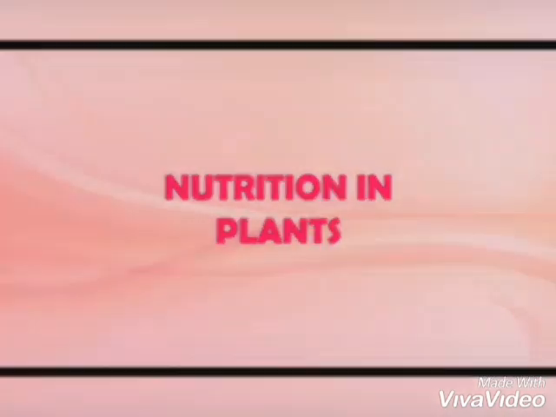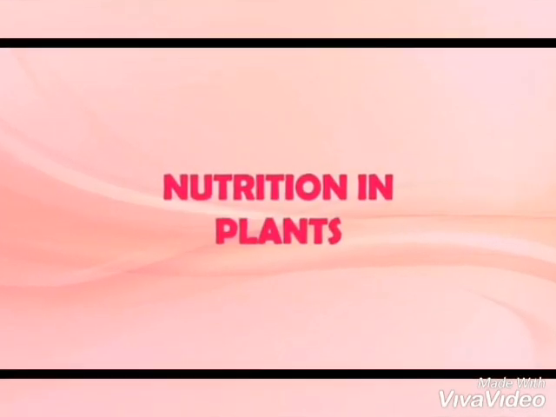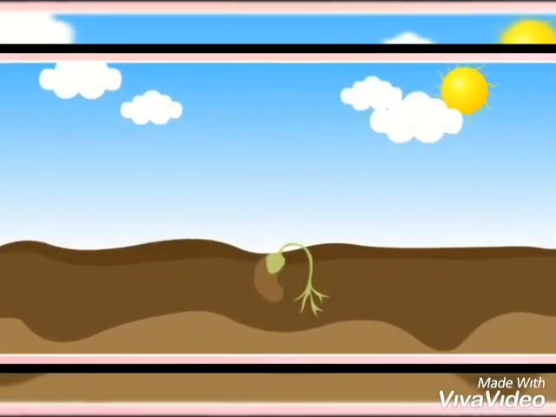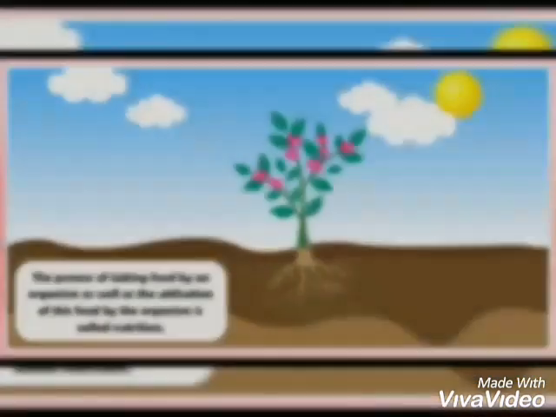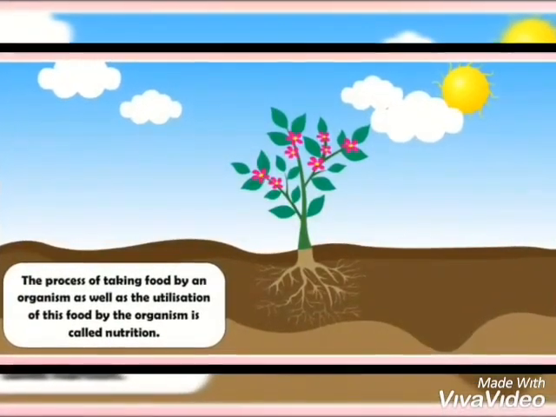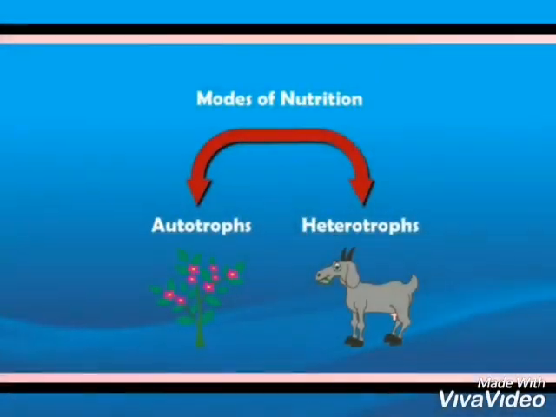The first chapter in science is nutrition in plants. We know that all living organisms need energy to live and grow. What is nutrition? The process by which food is taken in by an organism and used by its body is called nutrition. There are two main modes of nutrition. One is autotrophic and the other one is heterotrophic.